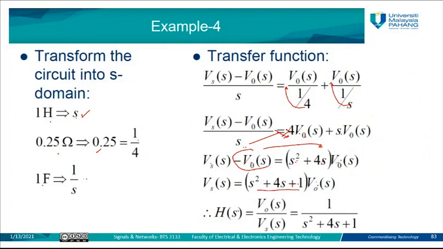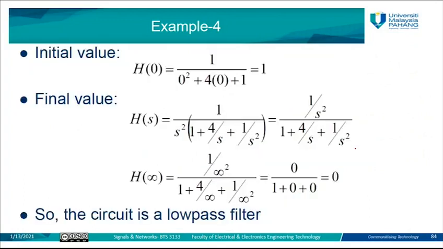Our transfer function will become V out over V in, equal to 1 over S squared plus 4s plus 1. So this is our transfer function. From this transfer function, if I find the initial and final values, I can understand that our filter is a low pass filter. As we can see here, H(0) is equal to 1 over 0 plus 4 times 0 plus 1, equal to 1. So H(0) is equal to 1.